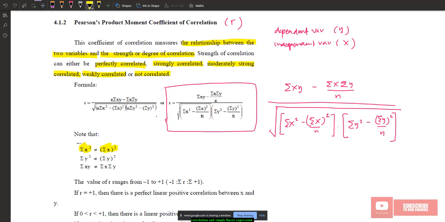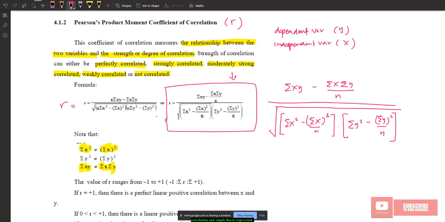And of course, summation of xy is not equal to summation of x multiplied with summation of y. So it's totally different value, right? So this is R, right? So we're going to focus on the second formula. You can also use this first formula, right? It's the same formula actually, right?